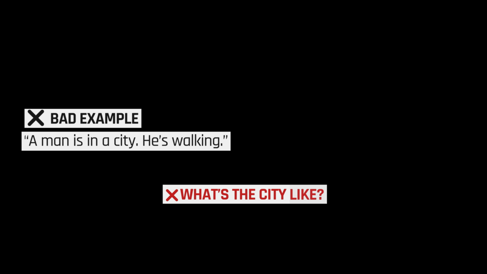Second, what's the city like? Is it modern, grimy, historical, neon-lit? City is far too generic to paint a clear picture. Third, what is he wearing? Clothing tells us about personality, social status, or even the mood of the scene. A man with no outfit gives Veo no visual texture.